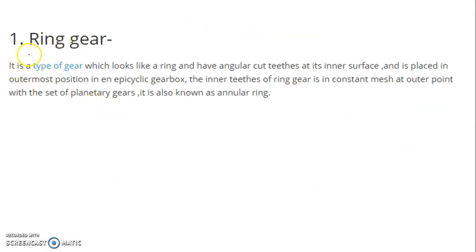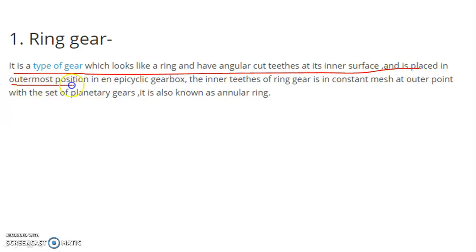Number 1 component is the ring gear. It is a type of gear which looks like a ring and has angular cut teeth at its inner surface, and it is placed in the outermost position in the epicyclic gearbox.